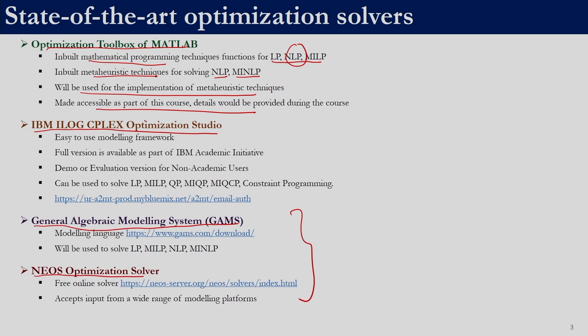For IBM ILOG CPLEX Optimization Studio, the full version is available as part of the IBM Academic Initiative. Non-academic users can use either the demo or evaluation version. It can be used for solving linear programming, mixed integer linear programming, quadratic programming, mixed integer quadratic programming, as well as constraint programming. You can go to this link and register, and then you will be able to freely download that software.